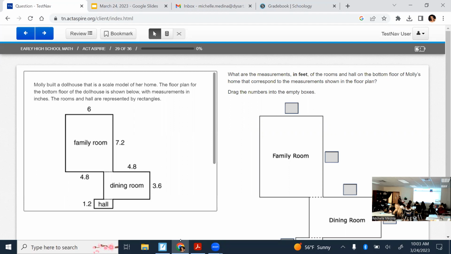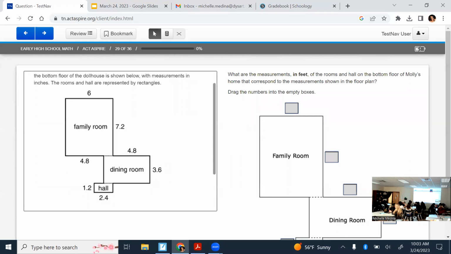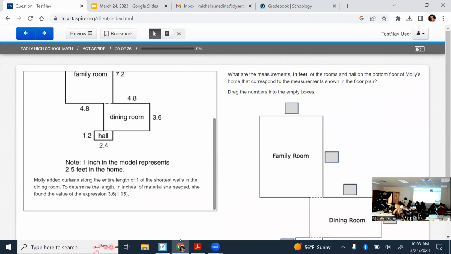So this is one of the reasons why I wanted you to have the test pulled up online, so that way you could see that this one, you need to scroll down to get a little more information that you need. Scale models usually have a key that tells you 1 inch in the model represents 2.5 feet in the home. Okay, that's how their scale model is.